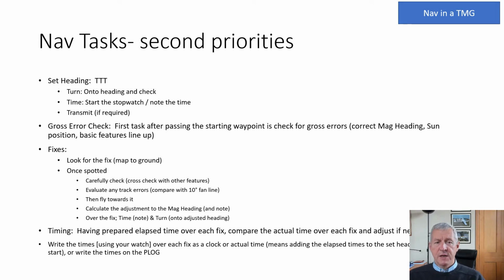The second priorities are navigation tasks, things that we're going to do along the way. So when we set our heading initially at a turn point, there's a good mnemonic which is TTT. We turn onto the new heading and check that that's right. We note the time. Either if we're flying with a stopwatch, we reset the stopwatch and start from 0 for the time for that leg, or we note the time that we're going past. If we're using GPS, then that will probably update automatically for us.